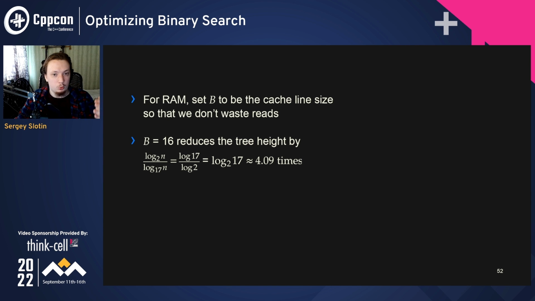To minimize the number of cache line reads, we will set b, the node size, so that a node fully occupies a single cache line. In our case, we set b to 16 because this is how many integers fit in a single 64-byte cache line. Before, the height of the tree was log n base 2, and now it is log n base 17, because that's the new branching factor, which reduces the tree height more than 4 times. If the height is lower, we will need fewer iterations, and we will need to fetch fewer total cache lines.